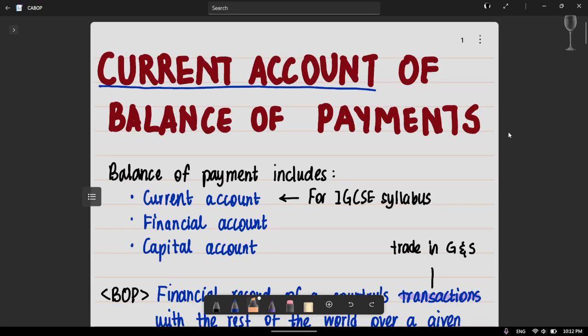Today we are going to be looking at chapter 39 of IGCSE Economics, which is the current account of balance of payments. So without any further ado, let's get started.